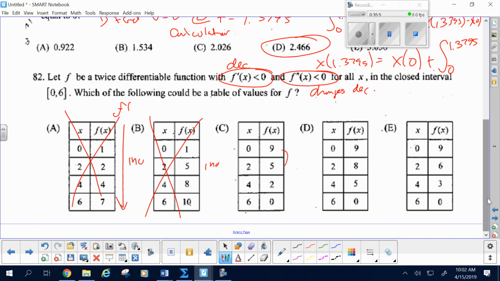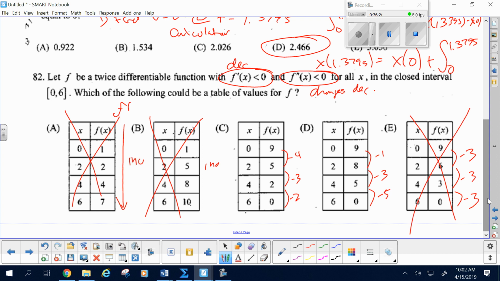What's the change here? 4? No, not 4. Negative 4. Negative 4, negative 3, negative 2. This change is negative 1, negative 3, negative 5. This change is negative 3, negative 3, negative 3. That right there says that guy's out.